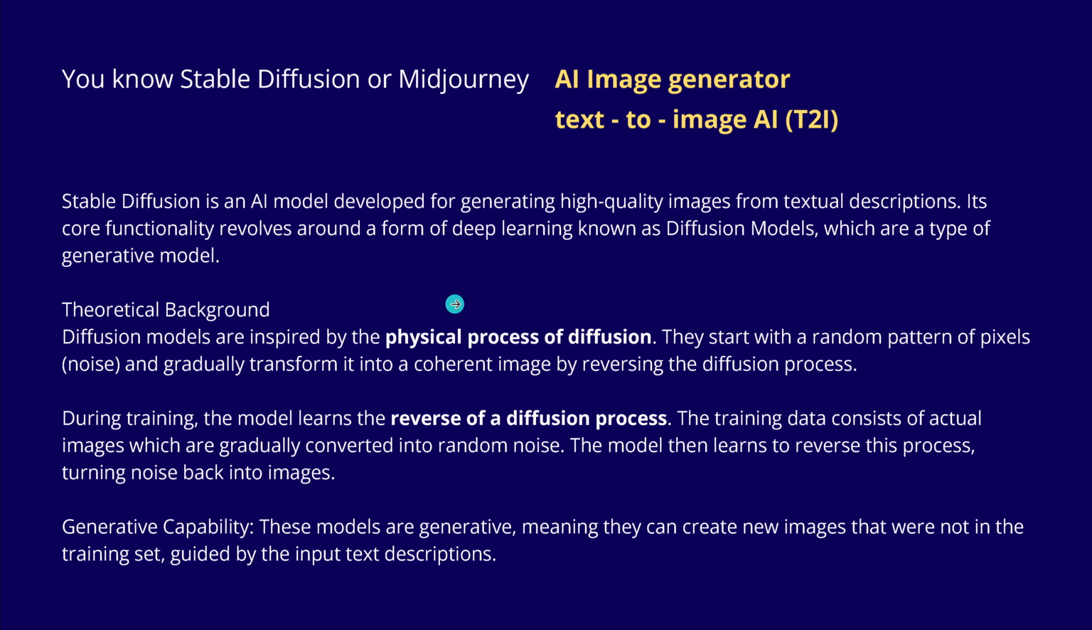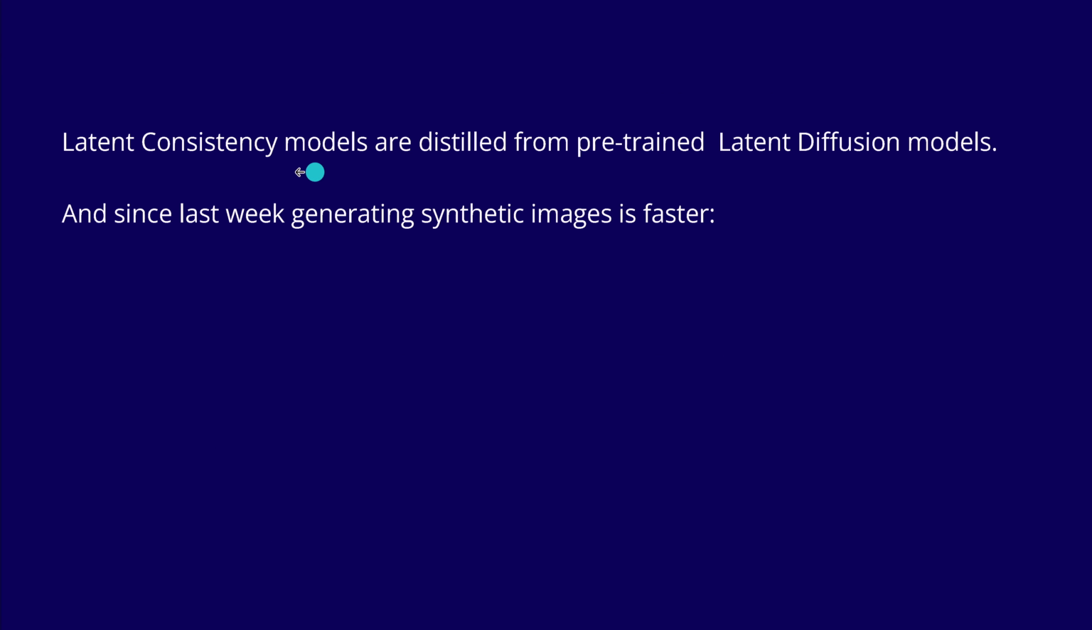The theory is here the physical process of diffusion, so theoretical physics are welcome here. And the training of the model is by a reversion of the mathematical diffusion process. Great, you know this. Now, today we're going to focus on something new and latent consistency models, which are distilled from the pre-trained latent diffusion models. And since last week, we have even something more interesting that is simply fast.